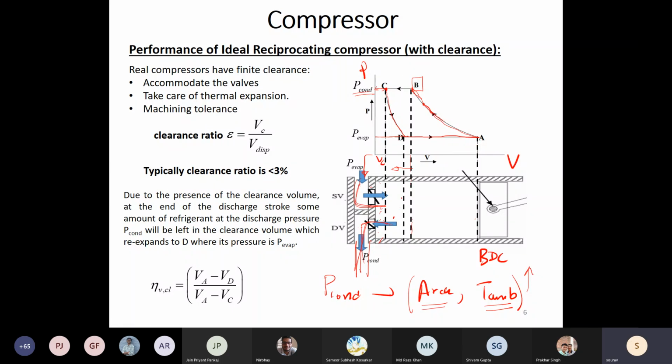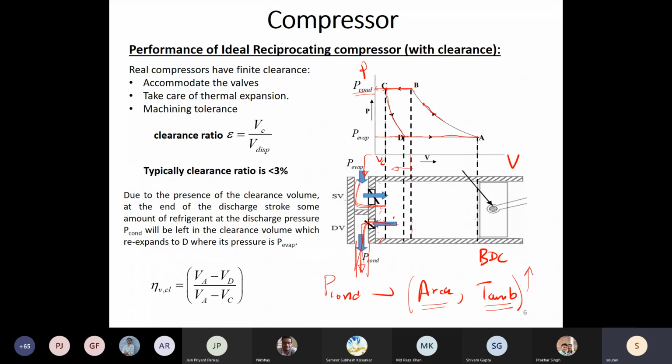So if we go back to this condition B, where the pressure is just equal to P condenser, any further compression will not give further overpressure. You will have just the discharge, which will start. So it will not go up. This is again an ideal discussion. Definitely we'll have to go to a pressure slightly above the P condenser because we'll have to overcome the spring forces on the valve.